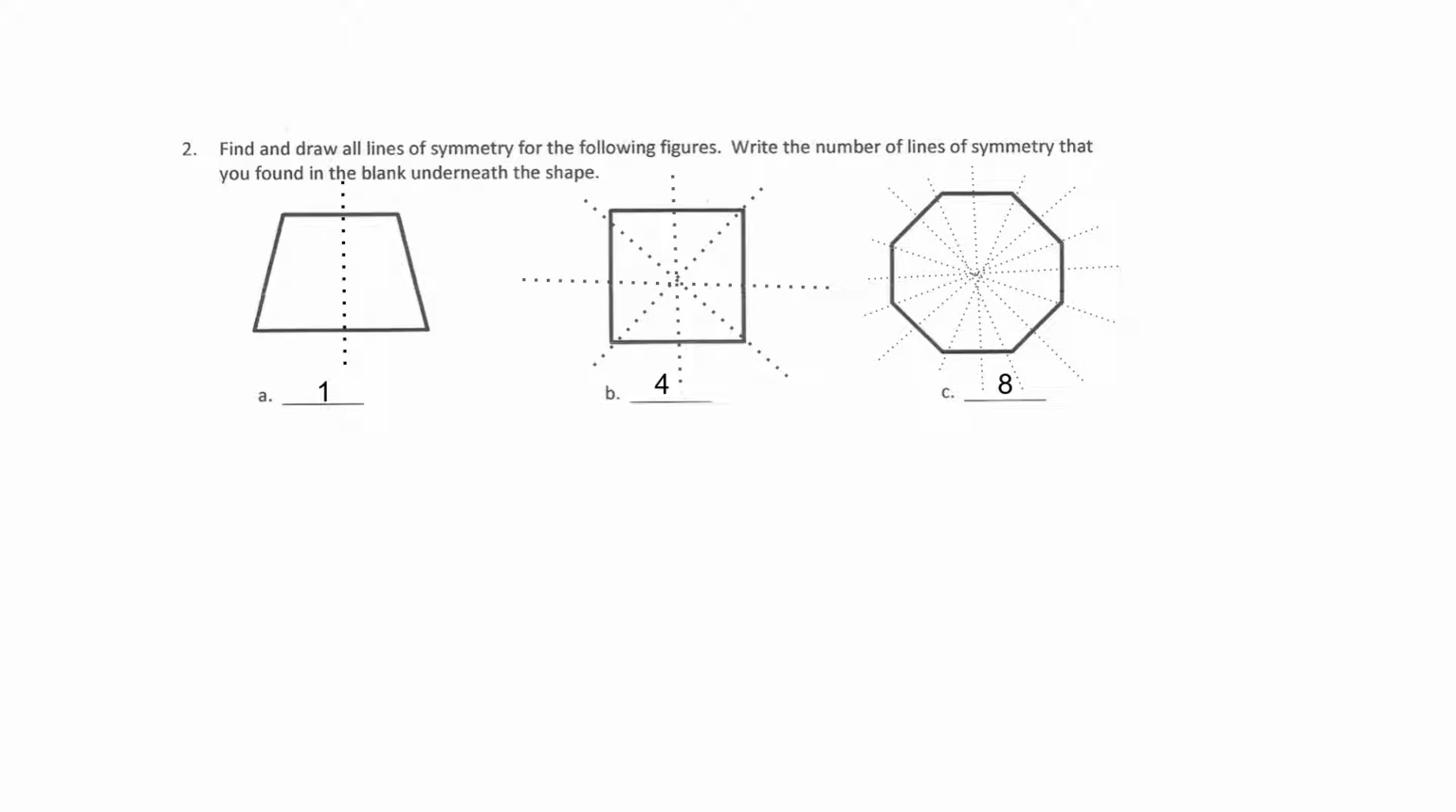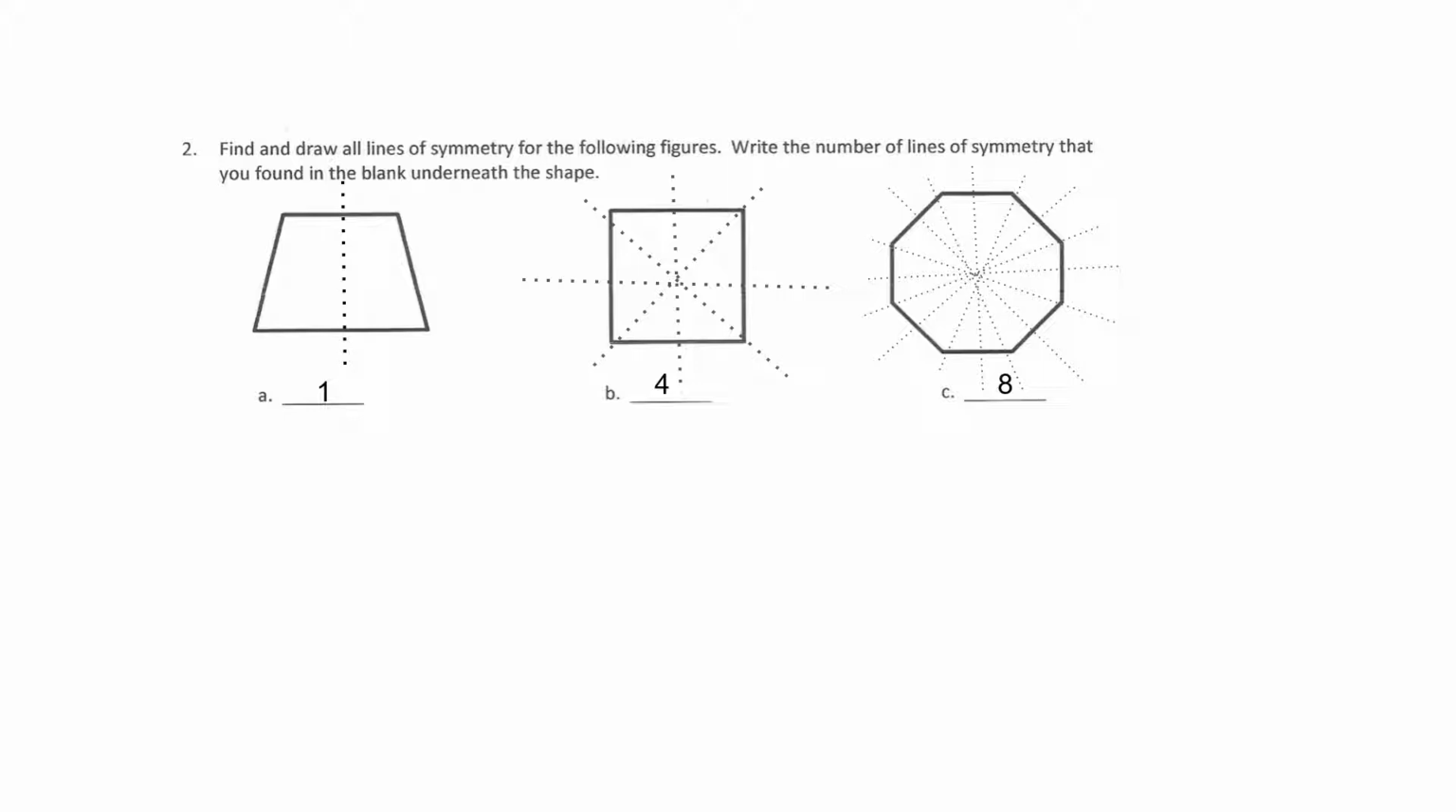Now a square, there are so many ways to fold them. So you can cut out a square and try to fold it, but we can fold it along this line or along this line. So 1, 2, 3, 4. And there are 4 sides.